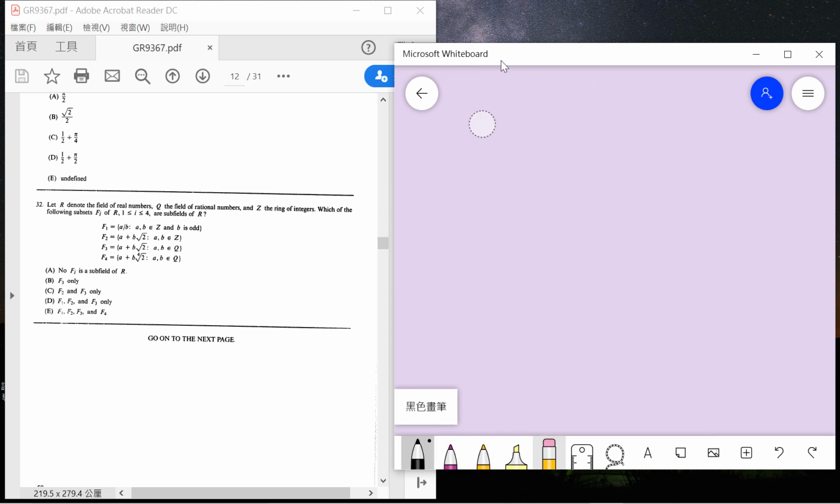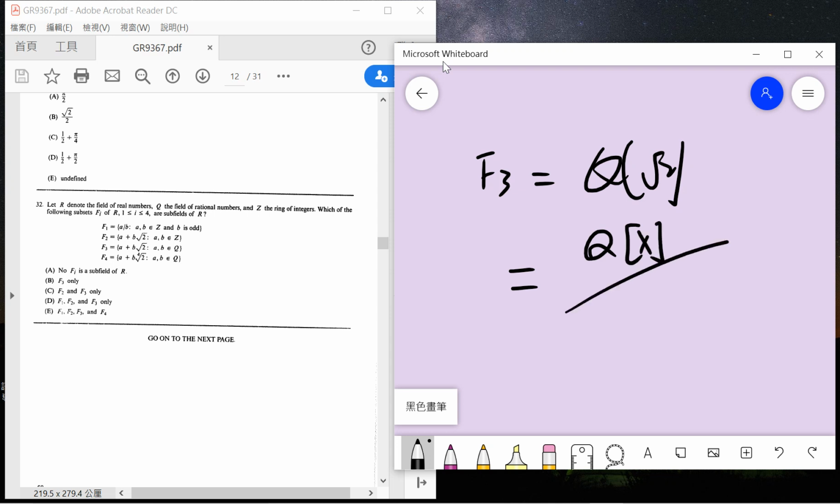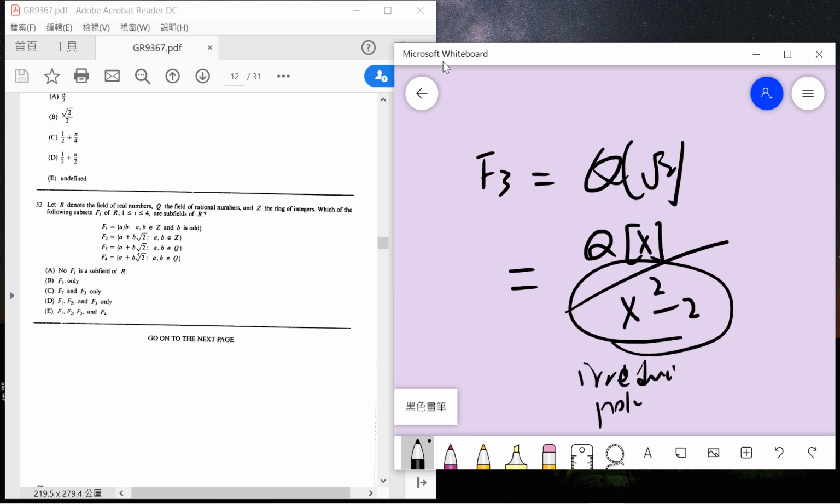So F3, basically I don't want to explain. F3 is Q adjoined square root of 2. And Q adjoined square root of 2 can be viewed as Q of x divided by x squared minus 2. So this is an irreducible polynomial in Q of x. An irreducible polynomial in Q of x corresponds to a maximal ideal of Q of x. So x squared minus 2 generates a maximal ideal. So Q of x quotient a maximal ideal is a field. So this one is a field.